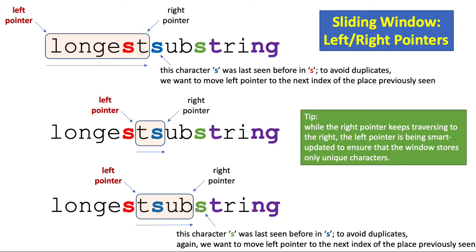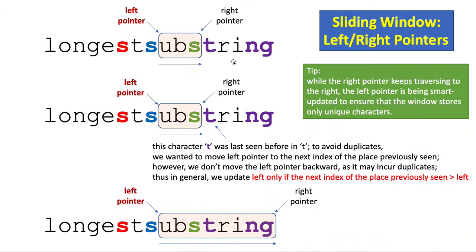Again, we encounter another character. In this case, it would be the green S, which was last seen before in the blue S. Again, we want to avoid duplicates, so we move the left pointer to the right of this blue S. Here we keep expanding the right end of the window by increasing the right pointer.